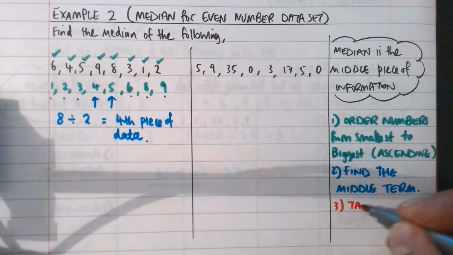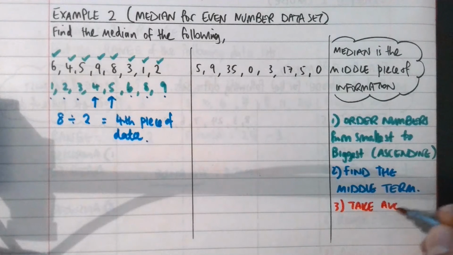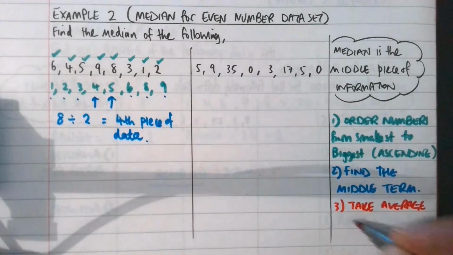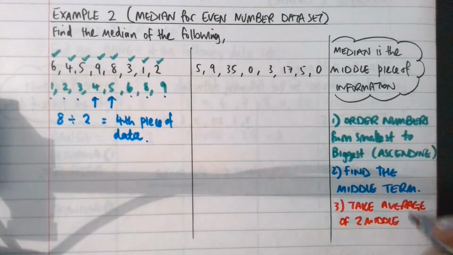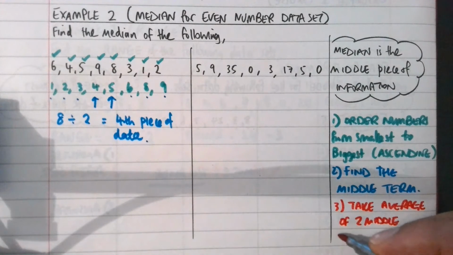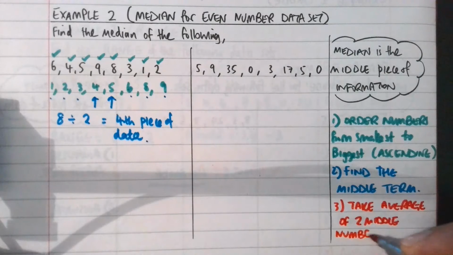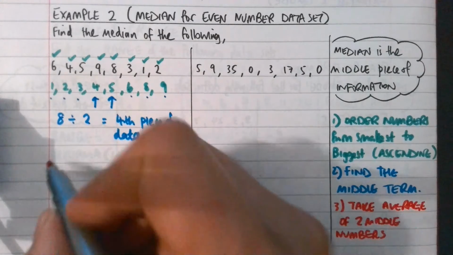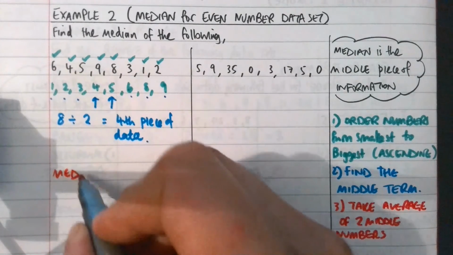Therefore, our last step is to take the average of those two middle numbers. And obviously, to work out the averages, add them together and divide them by 2. And that should give us the median for that data set. So we're taking the average of the two middle numbers. That doesn't happen when we have an odd number of data. That only happens when we have an even number of data.